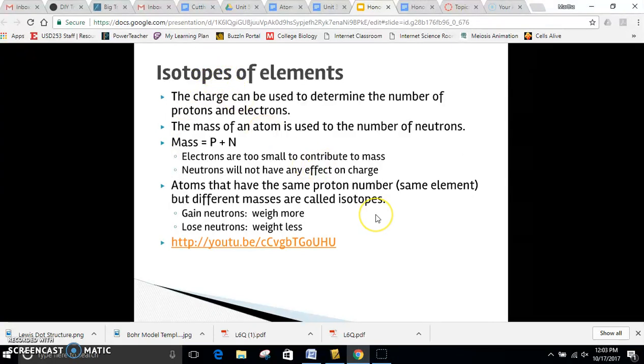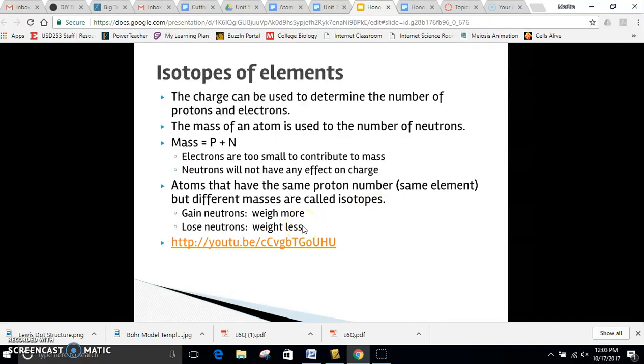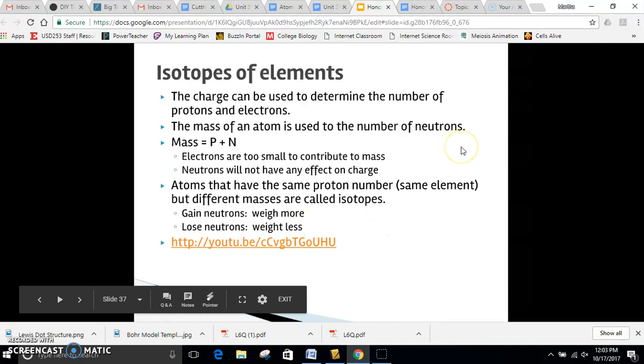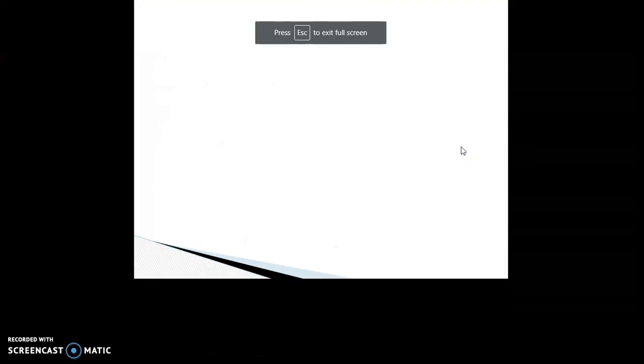So atoms that have the same proton number, but different masses, are called isotopes. So you can gain neutrons and weigh more, you can lose neutrons and weigh less. We're going to watch this video in class, so you don't have to watch it right now. These videos we will go through and watch.